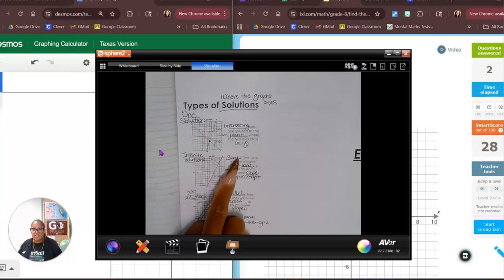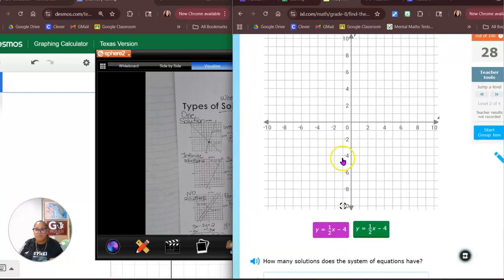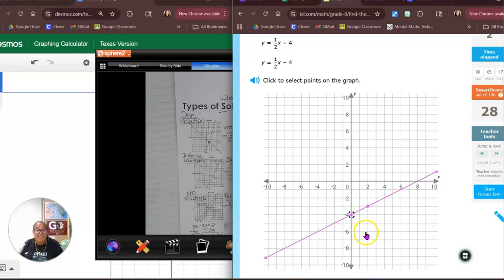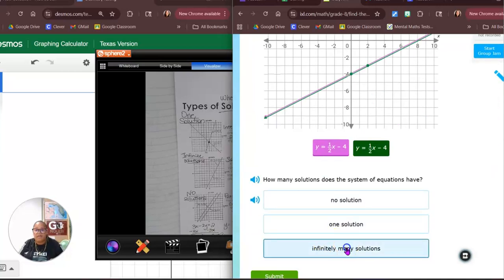Infinite solutions mean that these are the same line, they have the same slope and the same y-intercept, so they're going to be one on top of the other. So come here, purple, start with your negative 4, negative 1, 2, 3, 4, and then rise 1 and run 2. I'm going to plot those same exact points for the green line. Boom, bam. They should overlap. Infinitely many solutions because they're the same exact line.